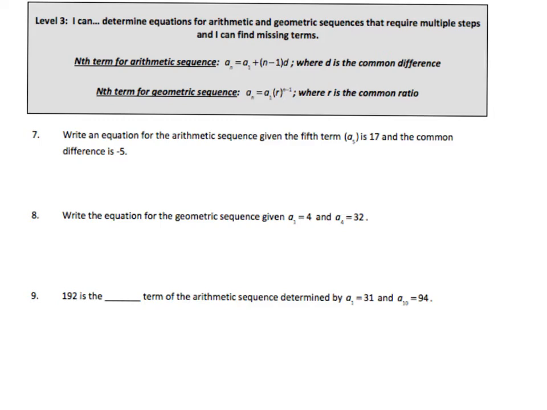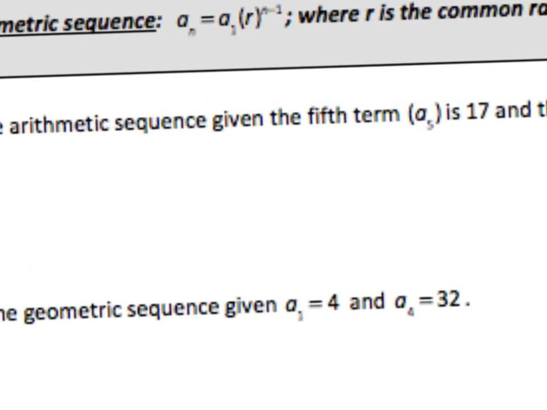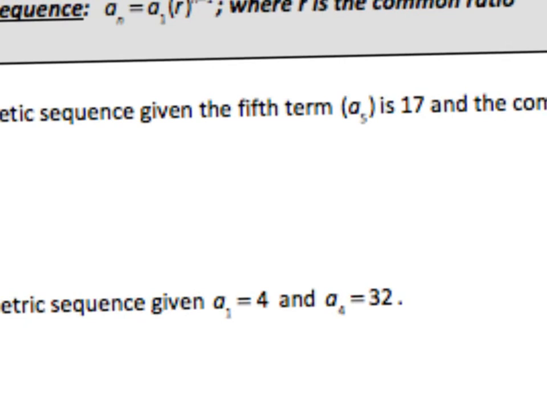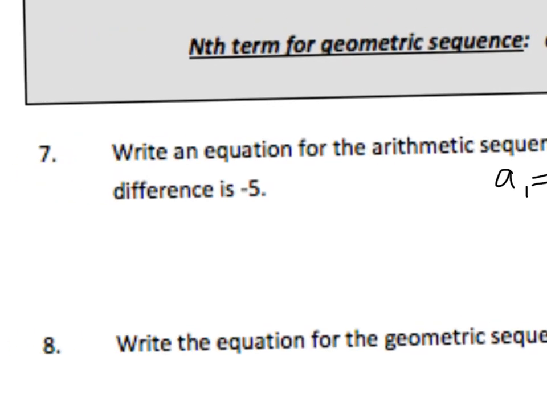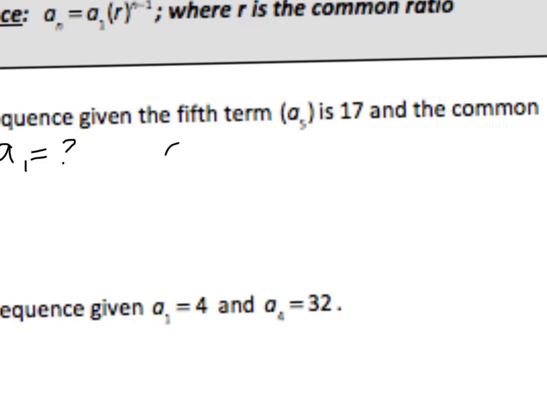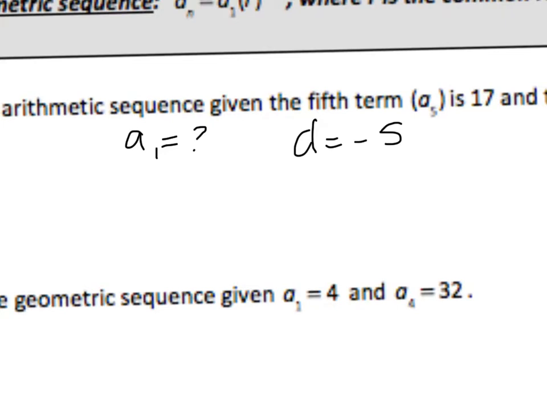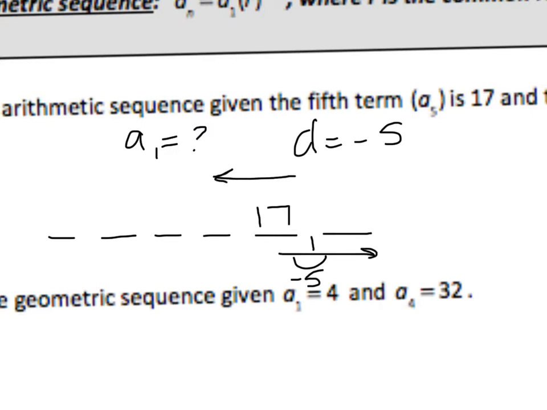So what you want to do here, like I said in level 2s, is always find the first term and the common difference or common ratio. I know my common difference is -5, and I also know that the fifth term is 17. To get to the sixth term, I'm going to subtract 5, so that's moving to the right. I want to move to the left, so I'm going to add 5 to figure out what my first term is.